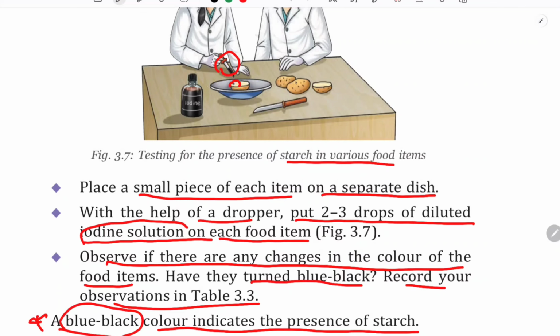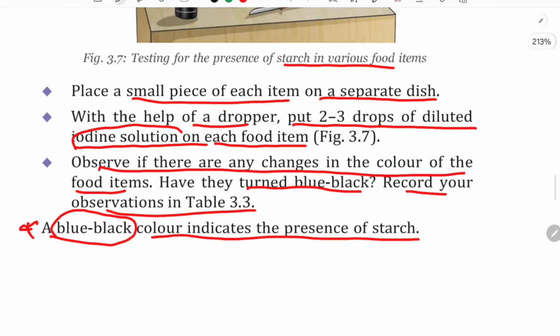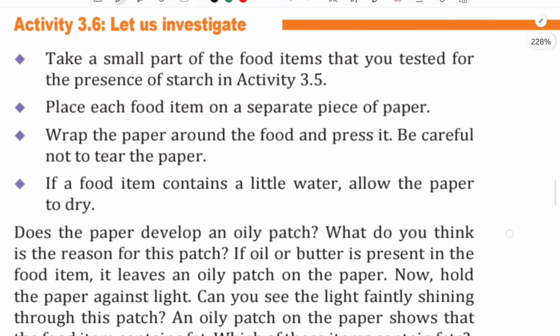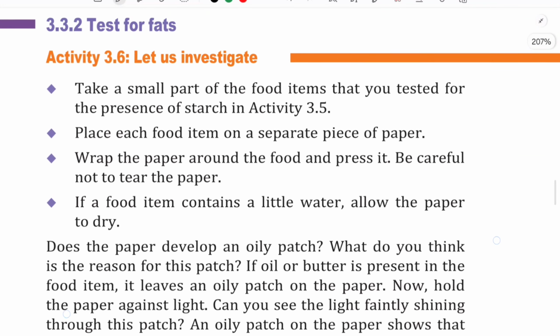You can see it, isn't it? So that means that there is a presence of starch in the potato. So similarly you observe for other food items as well. Okay, and if you have done this, please mention in the comment section. So that was the test for the presence of starch.